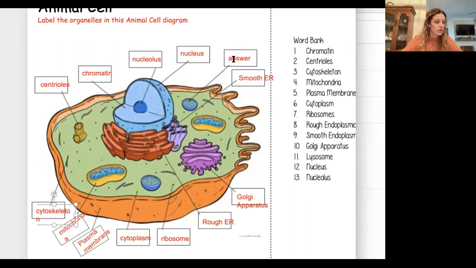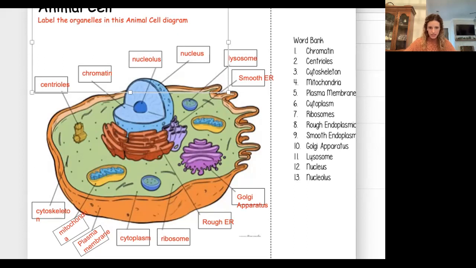Okay, and then the last one that we have to answer, what is the animal version of a peroxisome? So what breaks down waste and other toxic materials or worn out cells is the lysosome. Okay, so there's your animal cell.